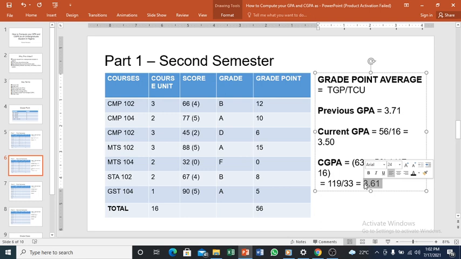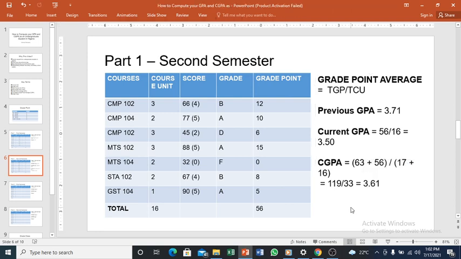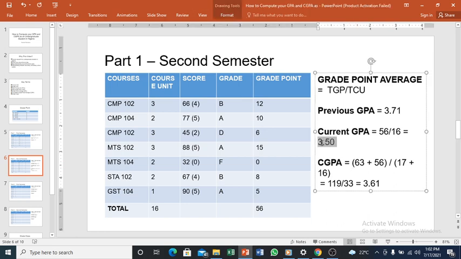At times you go to the notice board, you check your result, or it is probably sent to you online, and you begin to notice, oh, why was it? I had this before, why is it that now? You must understand that your class grade is not determined by your current GPA, it is determined by your cumulative GPA.